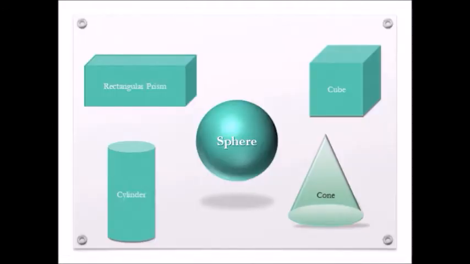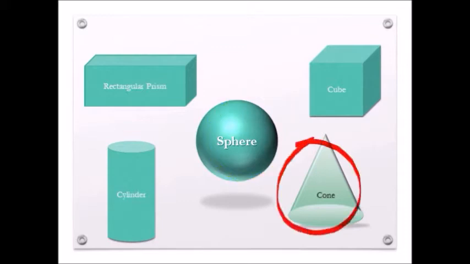These are three-dimensional shapes. Think about how each one is the same as or different from the other shapes. Which shape does not have flat surfaces? Correct. The sphere is different from all these other shapes because it has only curved surfaces and no flat surfaces.